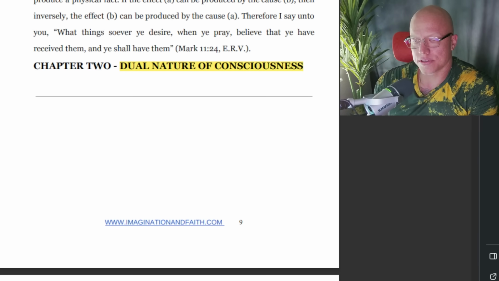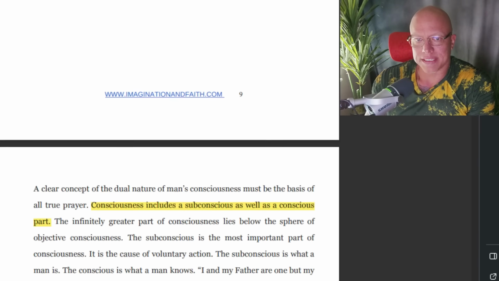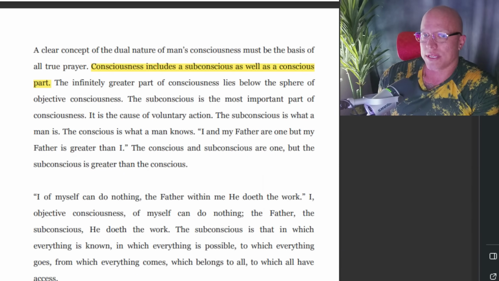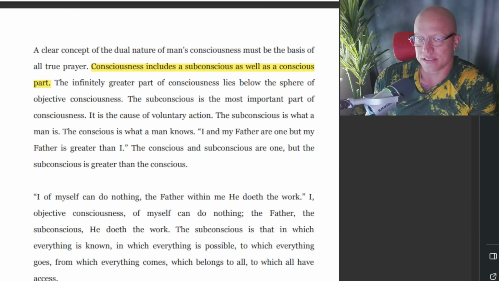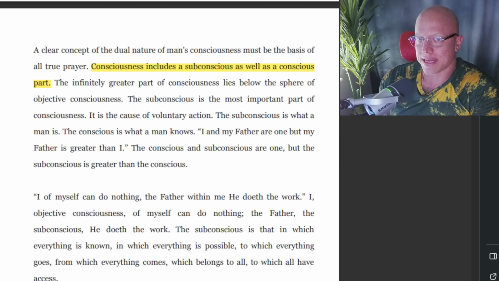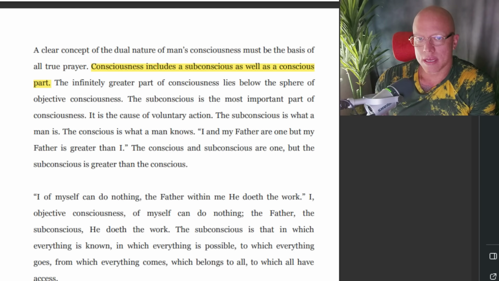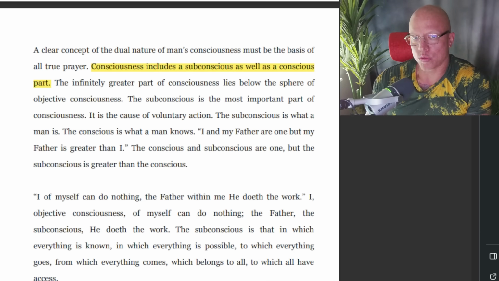This is out of Neville Goddard's Prayer, the Art of Believing. All right, so dual nature of consciousness. A clear concept of the dual nature of man's consciousness must be the basis of all true prayer. Consciousness includes a subconscious as well as a conscious part. The infinitely greater part of consciousness lies below the sphere of objective consciousness. The subconscious is the most important part of the consciousness. It is the cause of voluntary action. The subconscious is what a man is. The subconscious is what a man knows.